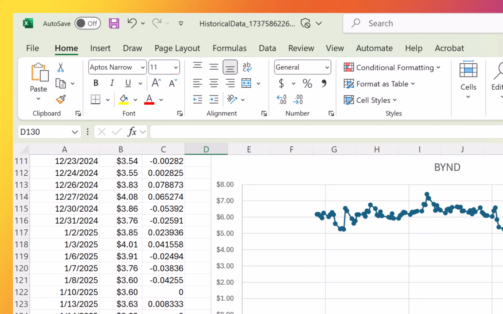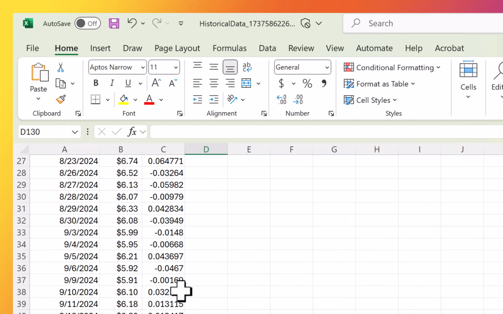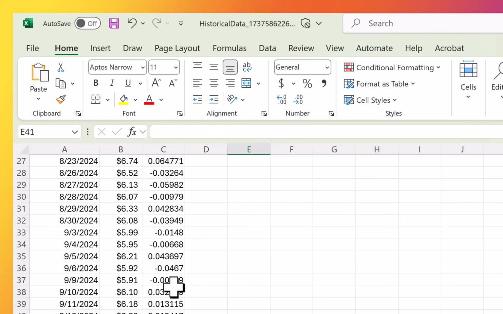Okay, so sometimes they're positive, sometimes they're negative. For instance, looking for a positive one, if I would have bought it September 4th and then sold it September 5th, I would have made 4.3% on that investment because I would have bought it for $5.95 and sold it for $6.21. So that would have been a good day. But most of the days are negative.